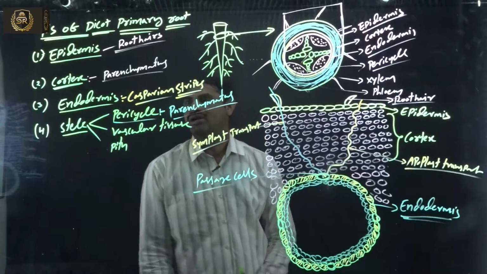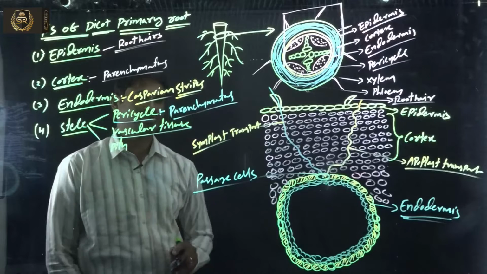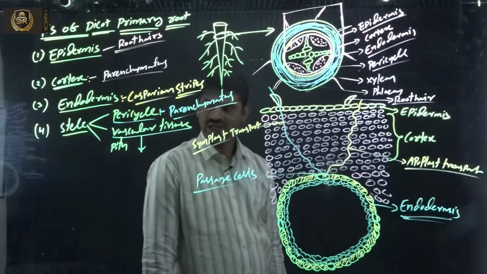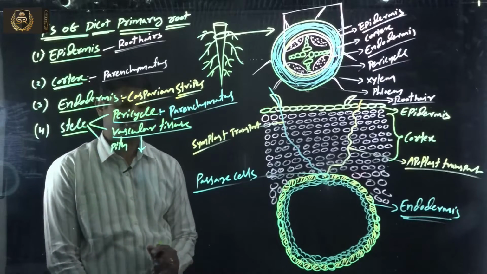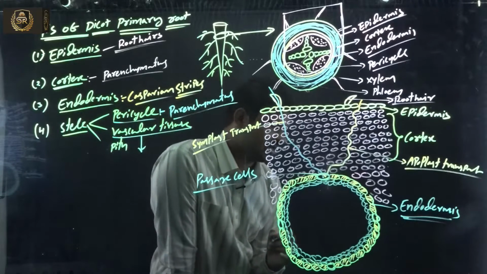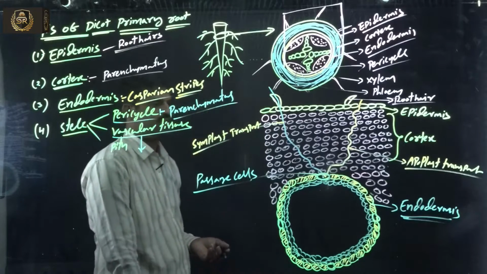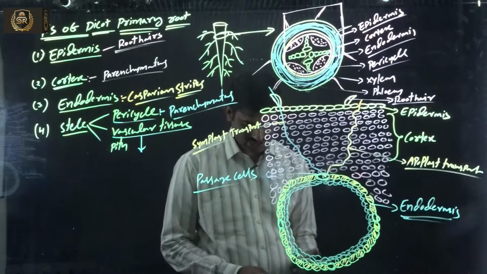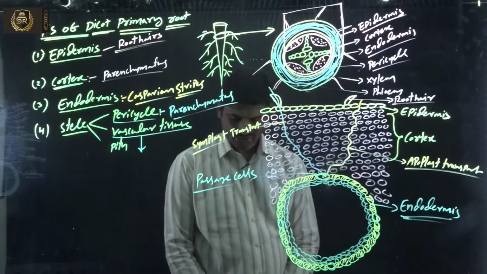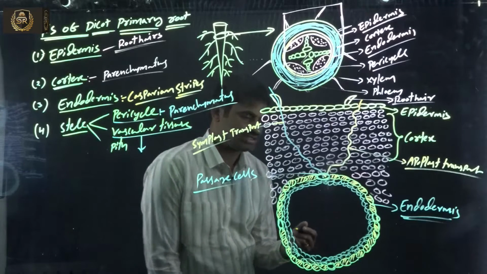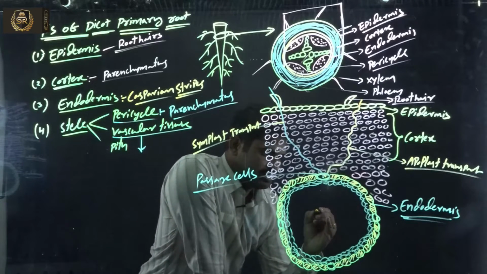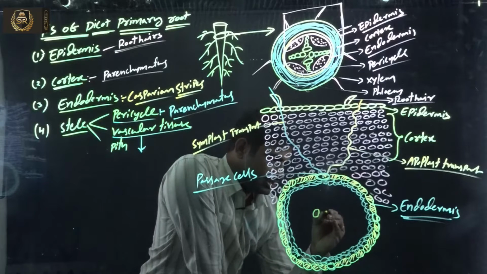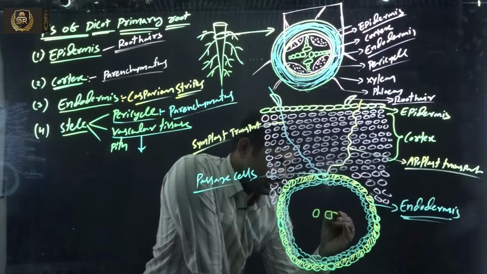Next part is called vascular tissue. Radial vascular bundle is present. Radial vascular bundle means xylem and phloem are arranged in an alternate manner. That condition is called alternate or radial vascular bundle. For example, these are xylem vessels.